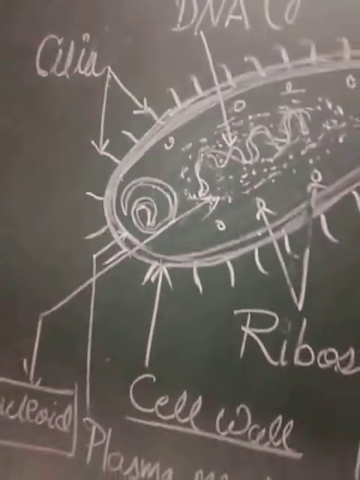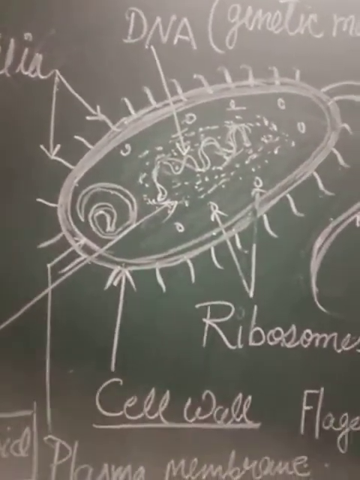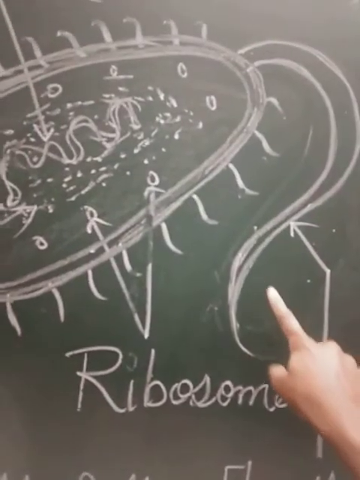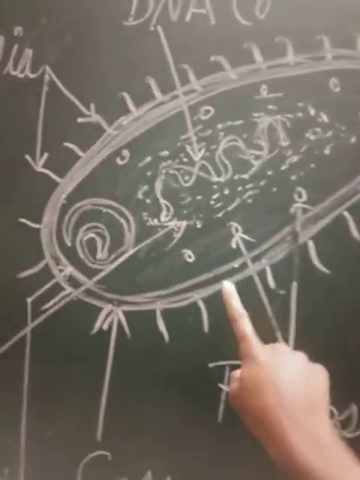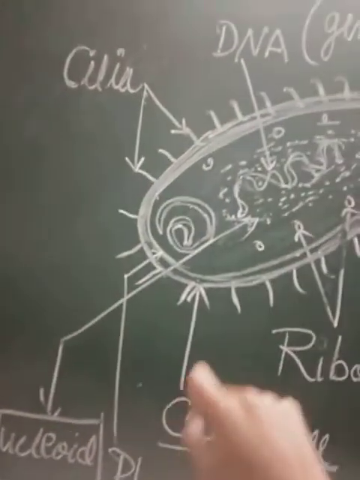The cilia is helpful in movement, and it is also responsible for capturing food. This flagellum is responsible for the movement purpose. So the cilia has two functions, that is for movement as well as for capturing food.